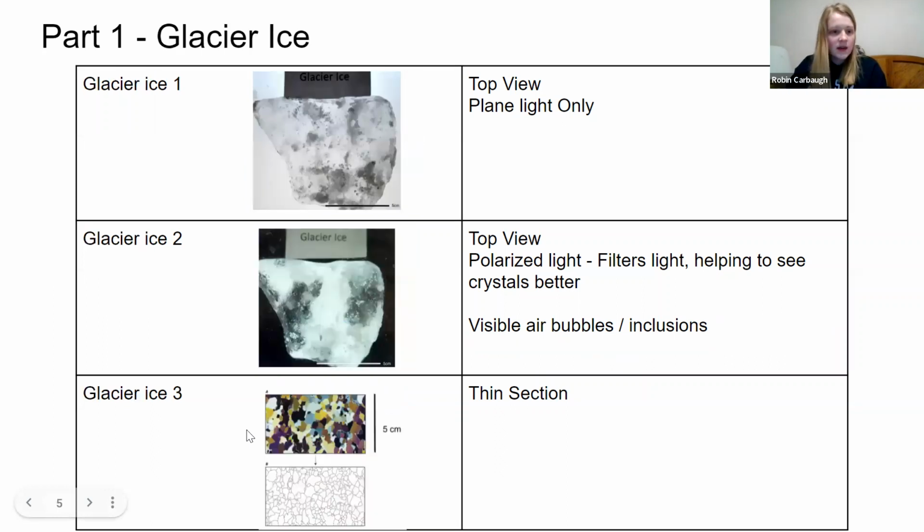And then the last part for part 1 is glacier ice. So same deal. The first 2 are just going to be top views with plain light, and then the second one's going to be polarized light, and we can still see some air bubbles and inclusions in here. And then the last one is looking at a thin section that's 5 centimeters long.